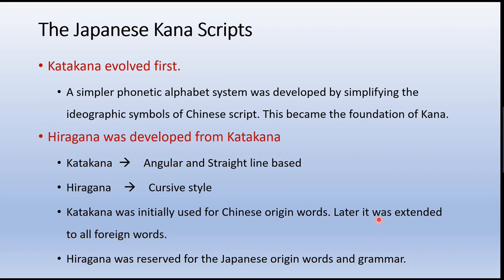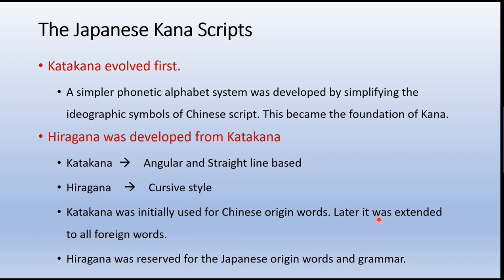Hiragana was developed from katakana, and the main difference between the two is in the way they are written. The katakana alphabets have angular and straight lines, whereas hiragana is written in a cursive style. Katakana was initially used for Chinese origin words, and later on it was extended to all the foreign words, whereas hiragana was reserved for the Japanese origin words and Japanese grammar in general.